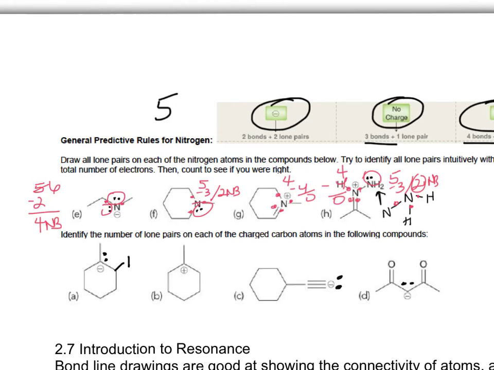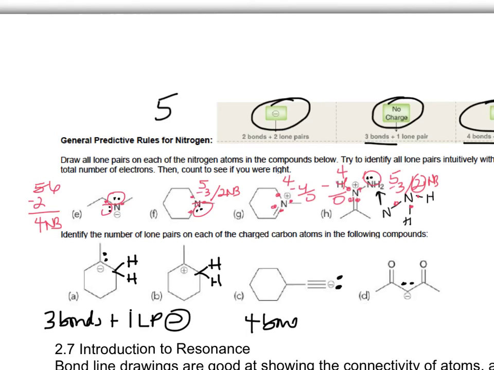What's not drawn in these bond line structures are the hydrogens. So if we were to write predictive rules for carbon, when carbon has 3 bonds and 1 lone pair, it has a negative charge. When carbon has 4 bonds and no lone pairs, it has a 0 formal charge. When carbon only has 3 bonds and no lone pairs, it has a plus charge. And if we look at the valence where we count, we can prove this to ourselves.